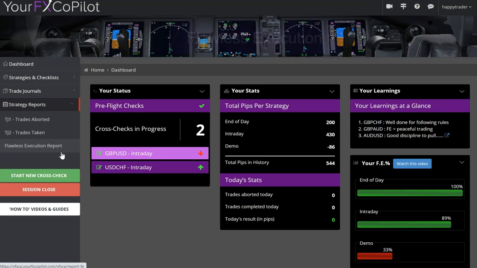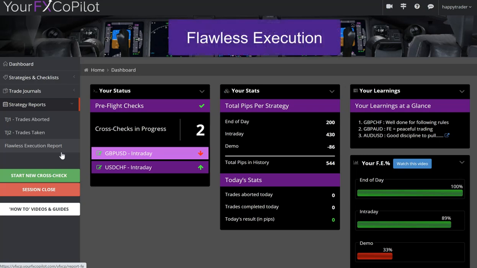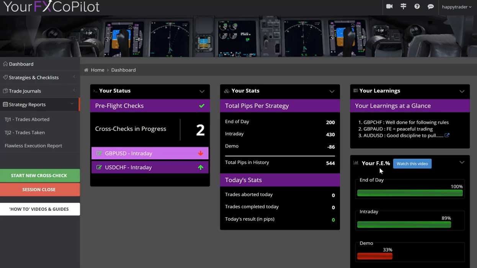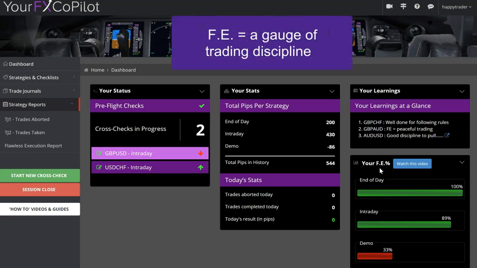And we found ourselves using the phrase flawless execution, or FE as we call it, to describe whether we had traded with discipline, which we simply based on whether we have flawlessly executed our trading plan or not. Therefore, in the context of your FX CoPilot, flawless execution is simply a gauge of trading discipline and the ability to follow a set of predefined trading rules.